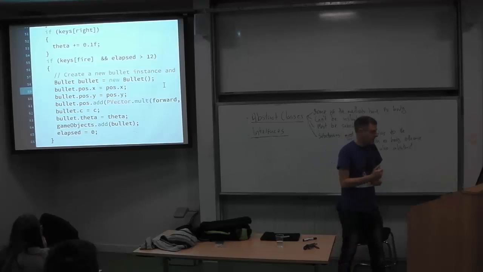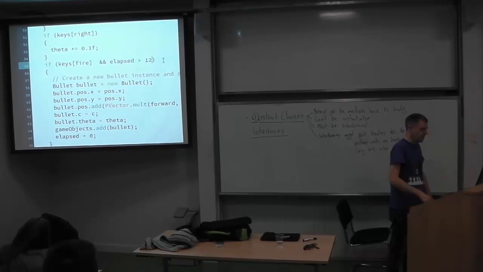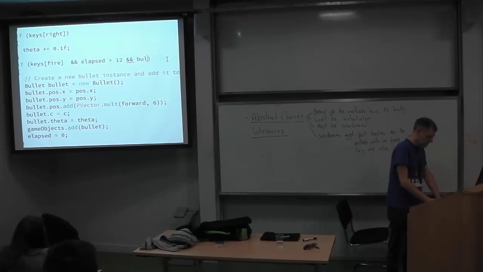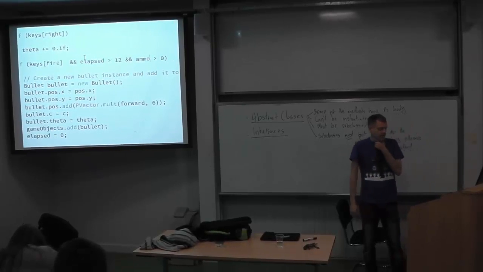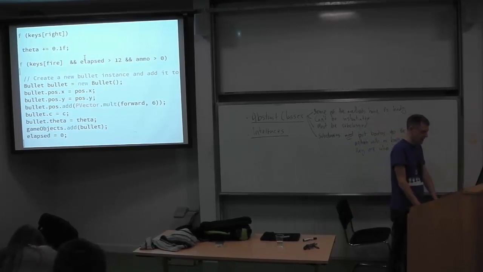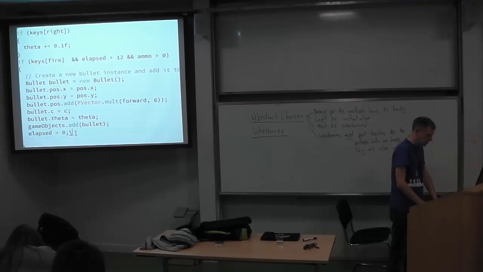Alright, but the other thing we want to add is a constraint here: I can only fire if the fire key is pressed, elapsed is greater than 12, and I have bullets. So if bullets is greater than 0. So if the bullets is greater than 0, what did I call it? Ammo, sorry, not bullets. If my ammo is greater than 0, if I press the fire key and the elapsed is greater than 12, then ammo is greater than 0. Last line of code here, of course, we need to basically decrement the ammo count whenever I fire a bullet. So let's go ammo minus minus.